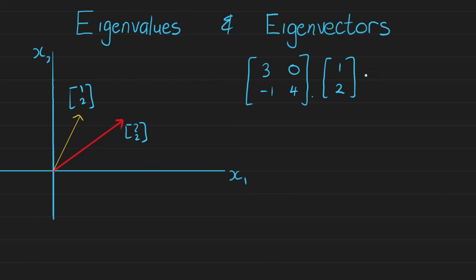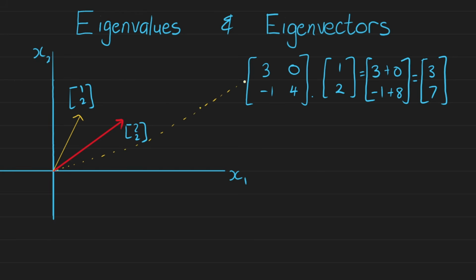And what do we get when we multiply this matrix and this vector? Let's just compute it. We have 3 times 1, which is 3, and 0 times 2, which is 0. Then we have -1 times 1, which is -1, and 4 times 2, which is 8. So the result that we get is 3 and 7. This vector 1, 2 has been transformed into 3, 7. Let's just draw that. 3, 7 is going to look something like this. It's supposed to be a straight line, but I think you get the idea.